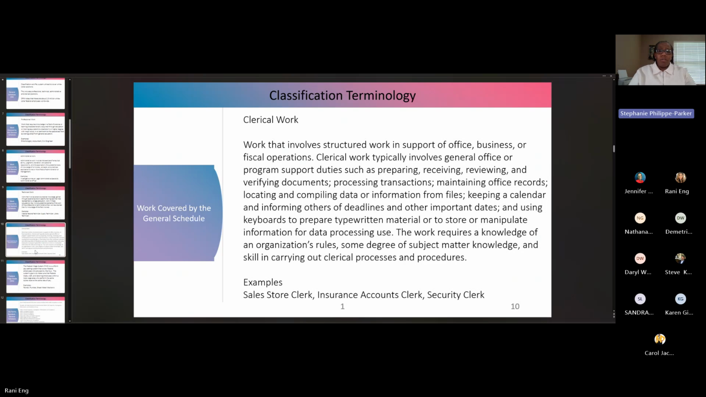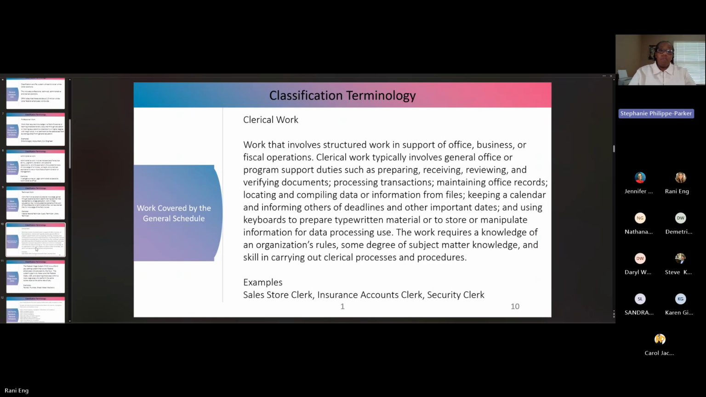I would even consider clerical positions as starter positions. They are typically graded very low. And if you think about a career ladder or a career path, this is typically where someone very junior would enter the workforce. Then after that, they would move up to that technical position, and then that administrative position, and then potentially that professional position.